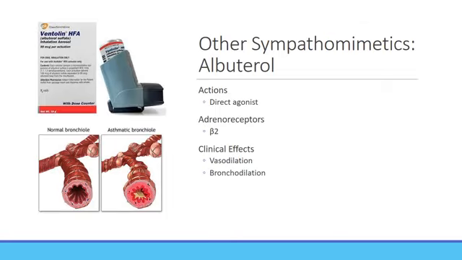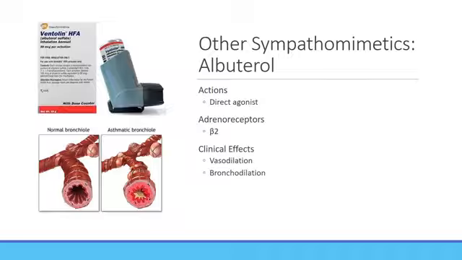Next, we'll talk about albuterol. Albuterol is a direct-acting agent. It's primarily going to activate the beta-2 receptors in the lungs. And so the clinical effects that we tend to see are vasodilation. That's if we get any of the albuterol in the systemic vasculature. It's going to cause vasodilation.